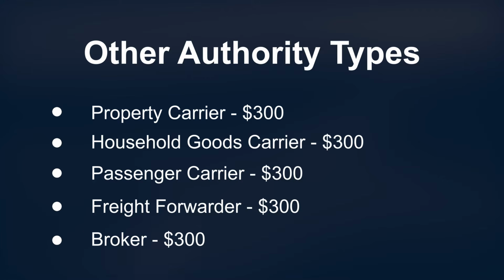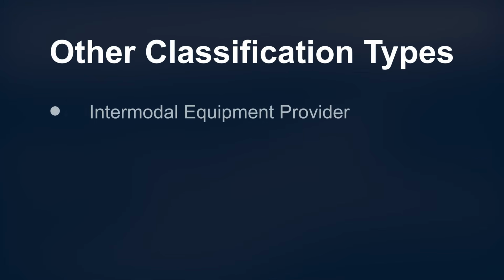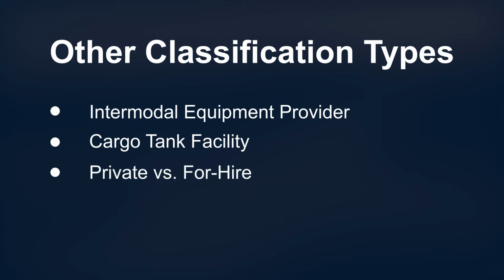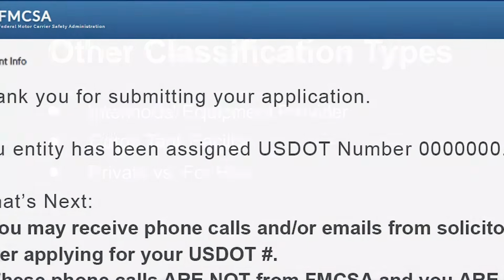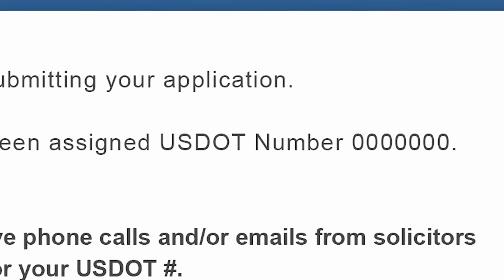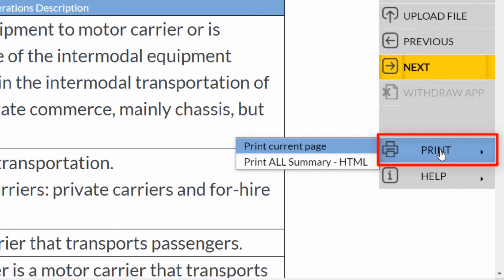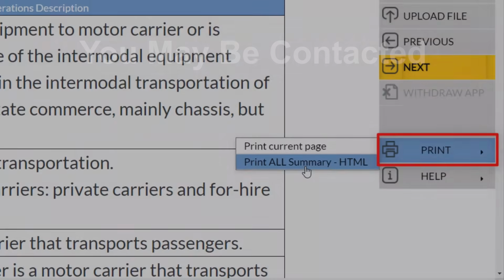Look out for other videos showing how to register other carrier operations and classification types like intermodal equipment provider, cargo tank facility, private versus for hire, etc. You will receive your USDOT number at the end of the URS application. Be sure to click on the Print button to generate a summary report for your records.